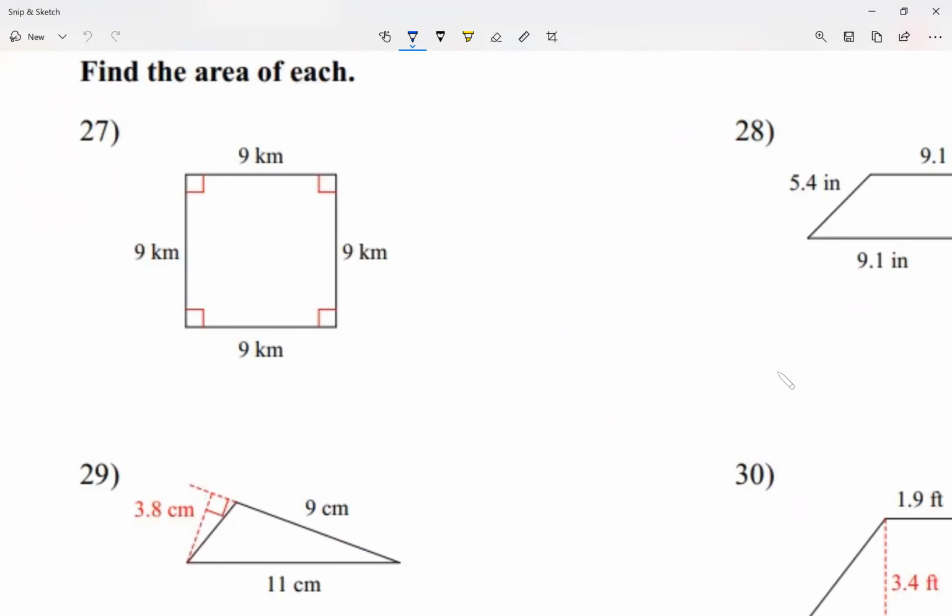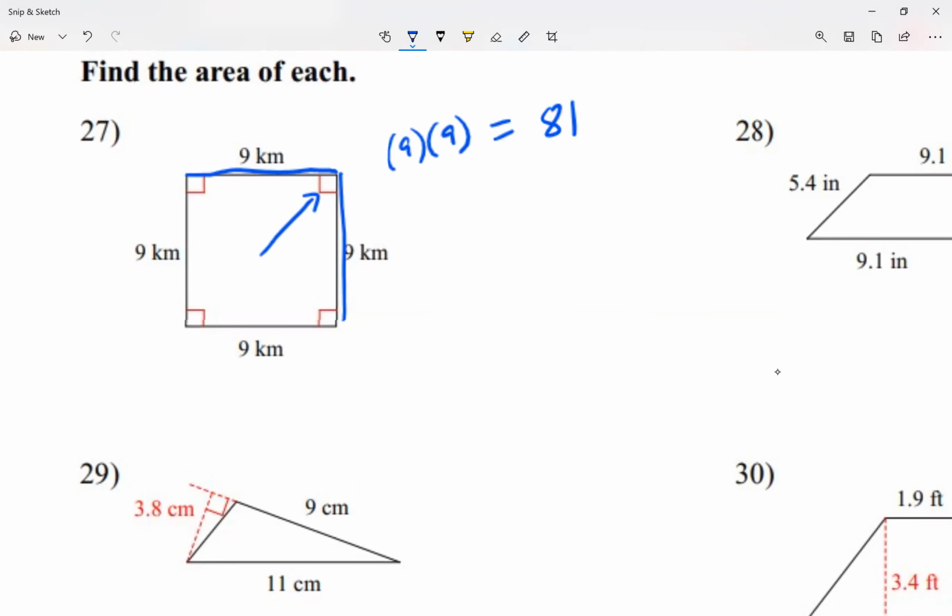Rectangles or squares, let me find the area of each. I'm going to find a 90-degree corner. In my case, I'm looking at this corner. I'm going to multiply the two numbers that meet at that corner. So I'm looking at 9 and 9. So I'm going to multiply those two measurements. Rectangles and squares are done the same way. 9 times 9 is 81. So that's the area of my rectangle.